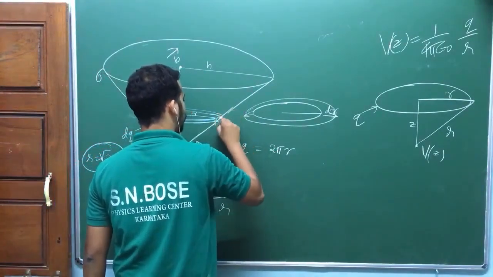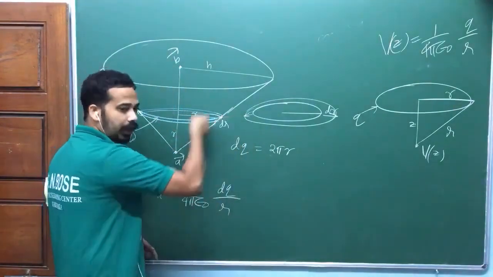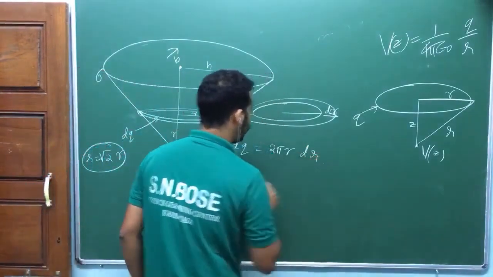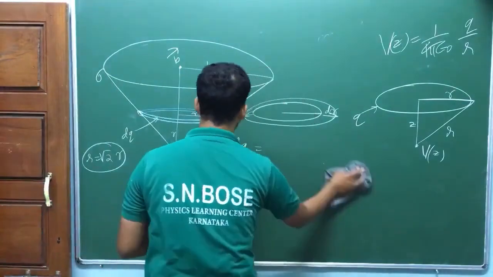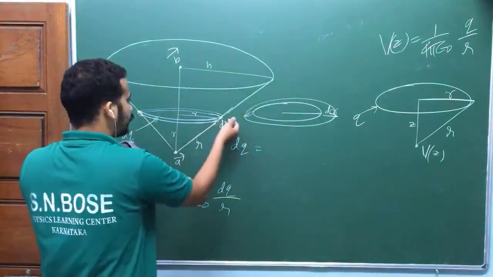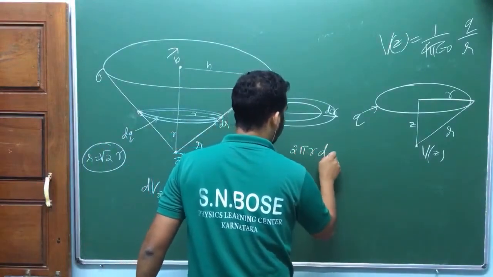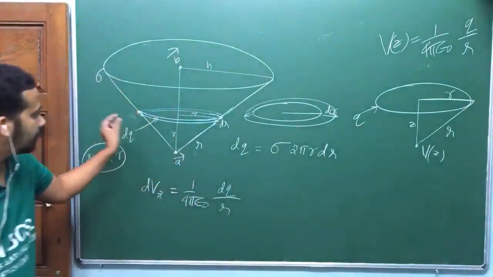This distance, we are going to take dr, because this extension is along the r direction. So the area is 2 pi r into dr. This 2 pi r is the circumference. If you multiply by dr, 2 pi r dr, you get the surface area. If you multiply by sigma, you get the charge.